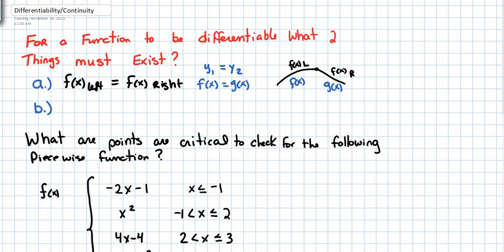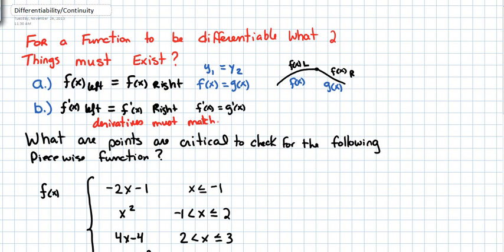The next thing that's important is that f prime of x from the left has to equal f prime of x from the right. You could also say f prime of x must equal g prime of x, or you could say derivatives must match. Here would be an example of a time where they do.